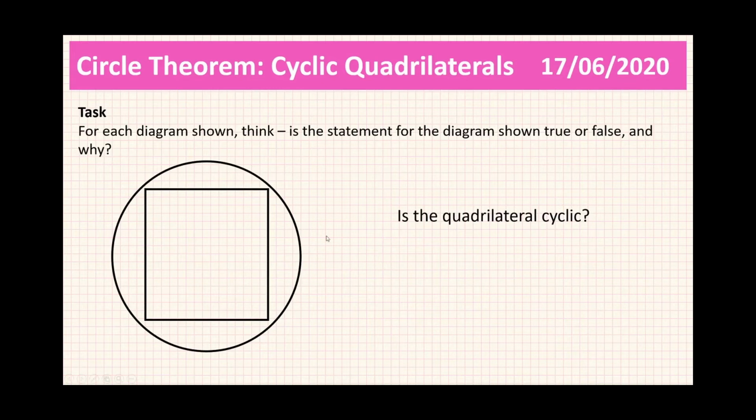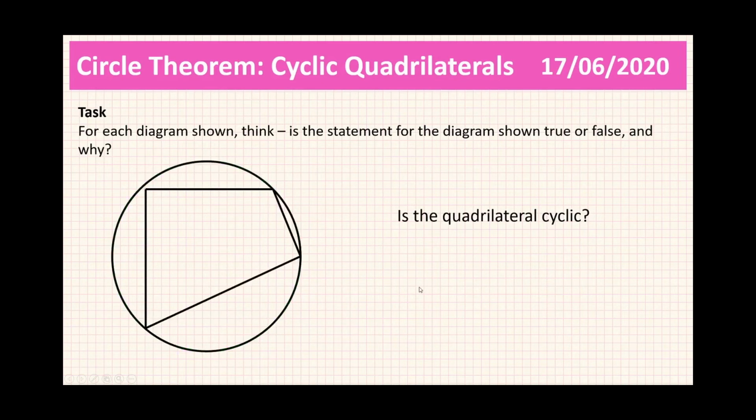Okay, for this one, we can see that we have a circle. There it is. There's the circumference of the circle. Unfortunately, none of these lines that create this rectangle for us are actually chords. None of them are chords. So this shape is not cyclic because none of the points are on the circumference of the circle. None of these lines are chords.